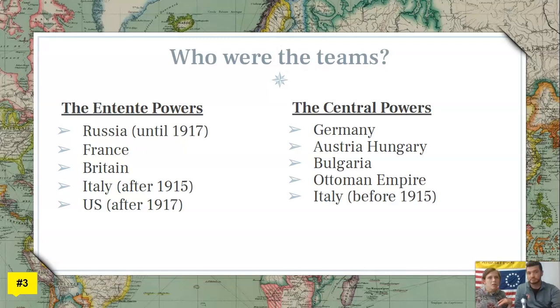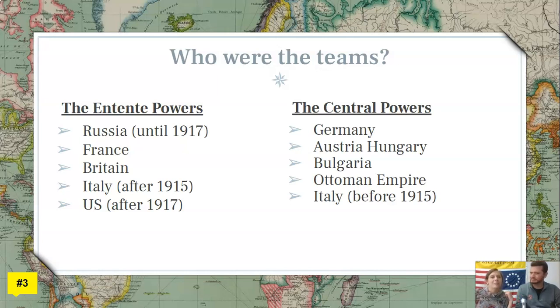So here are the major alliances happening in Europe at the time. You'll notice that Italy switches sides. They're what we call a fair weather fan, for my sports fans, right? They're going to switch sides after 1915 because they're on the losing side.